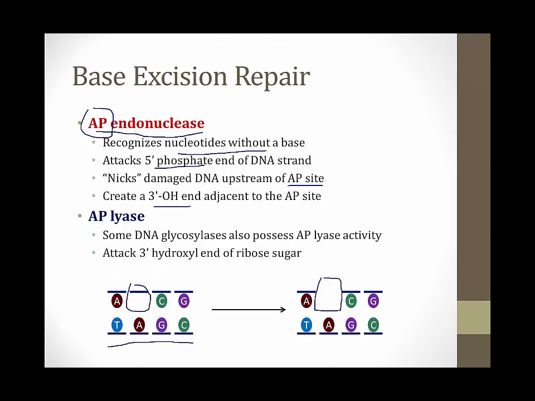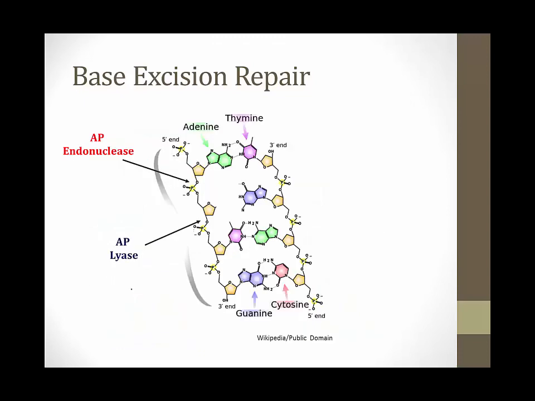The second enzyme that can play a role in this process is called AP lyase. Some of the DNA glycosylase enzymes I described in the last slide also possess AP lyase activity. This enzyme will attack the 3' end of the ribose sugar in contrast to endonuclease, which attacks the 5' end. To understand this better, let's look at the picture I've drawn on the screen.